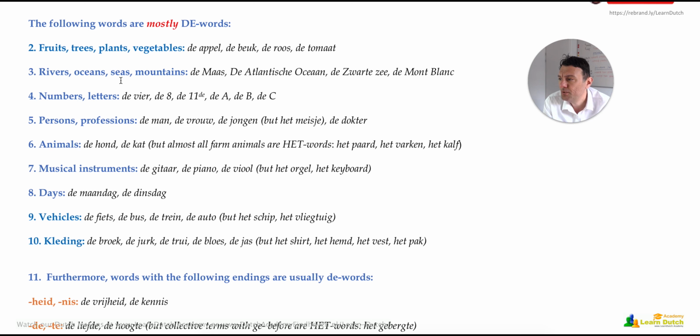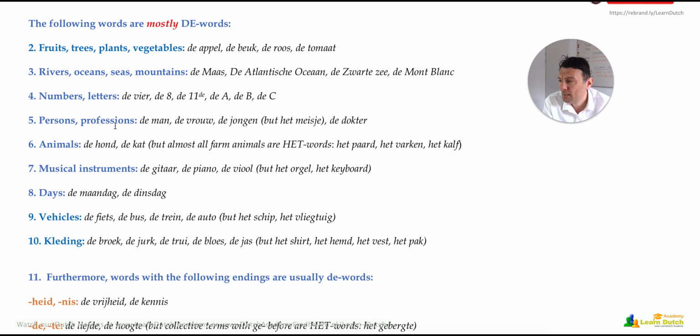Rivers, oceans, seas, mountains, we use with de. De Maas, it's a name of a river. De Atlantische Oceaan, de Zwarte Zee, Black Sea, and the Mont Blanc. Numbers and letters, we also use with de. De 4, de 8, de 11e, de A, de B, de C.